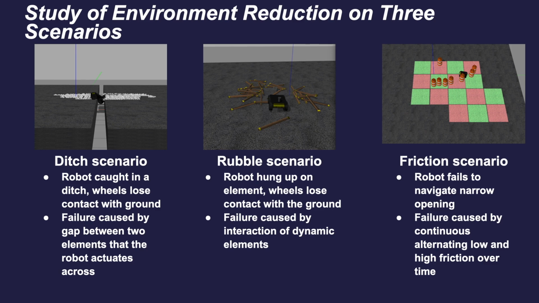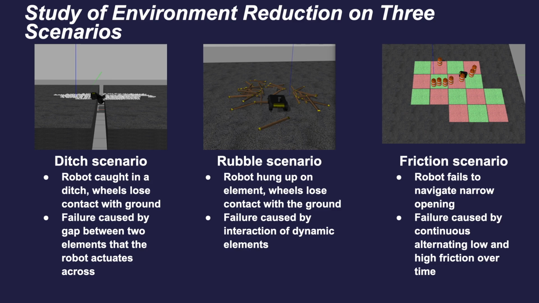3 scenarios were designed to answer our research questions. Each was designed to incorporate different aspects of potential deployment environments and test how effective our initial schema could be. In the ditch scenario, the robot gets stuck in a ditch, causing its wheels to lose contact with the ground, and the robot cannot actuate further. This failure is a result of the robot attempting to navigate a discontinuous space.